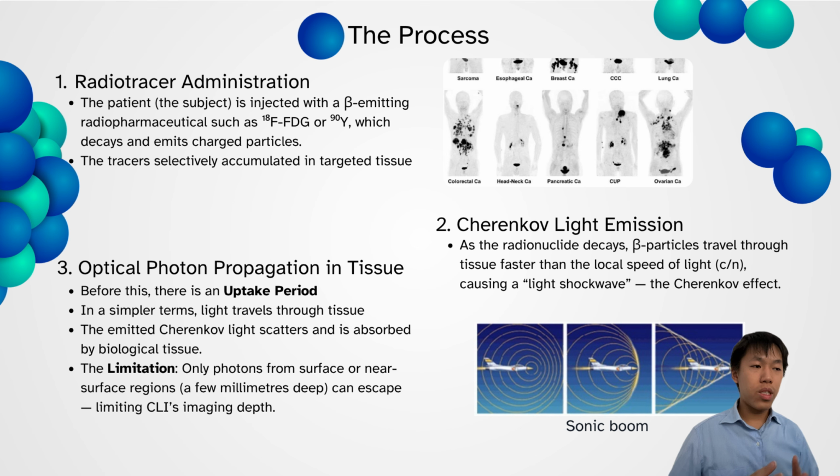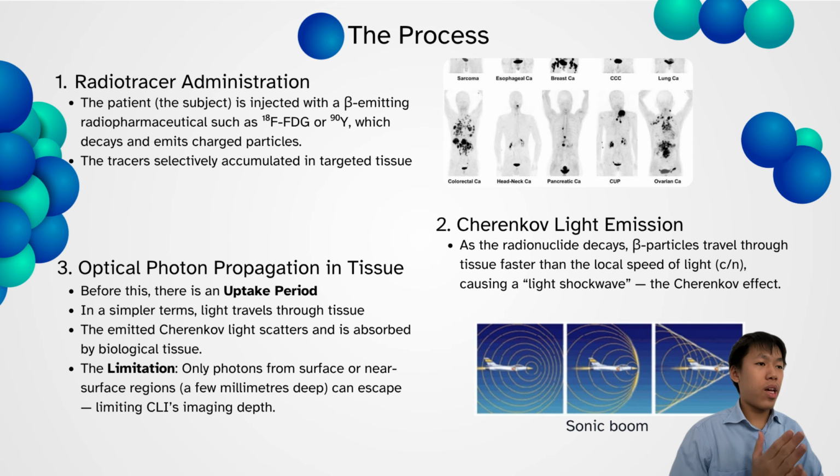And the third one, the optical photon propagation in tissue. So when Cherenkov light is emitted, it needs to propagate through the medium, which is our blood, our skin, and etc. Here I would like to introduce some of the limitations, which I will also emphasize in the later part of my presentation. The limitation is that only photons from the surface or near-surface regions, which I will call the skin or superficial lesions, can escape. Only a few millimeters deep can escape, which limits the CLI imaging depth.